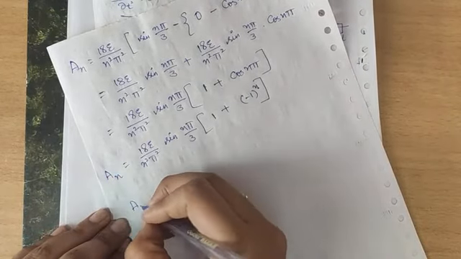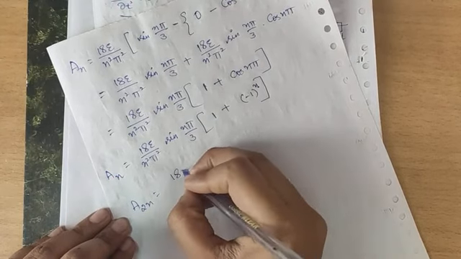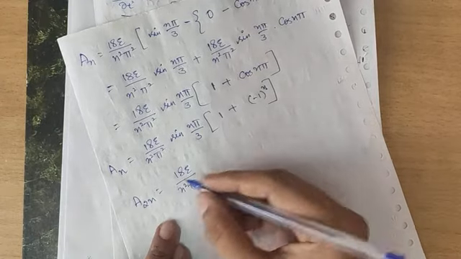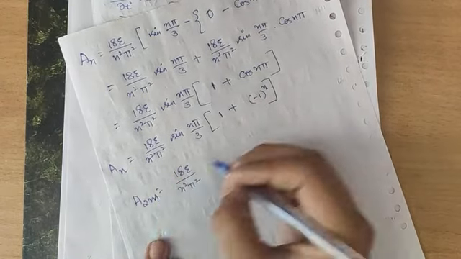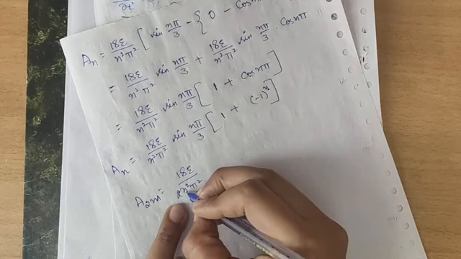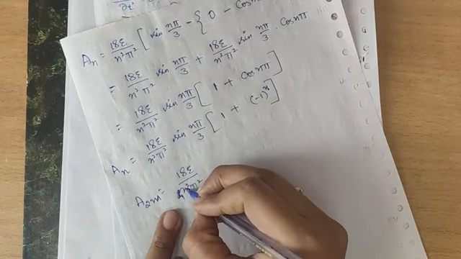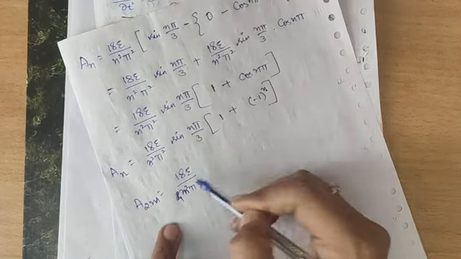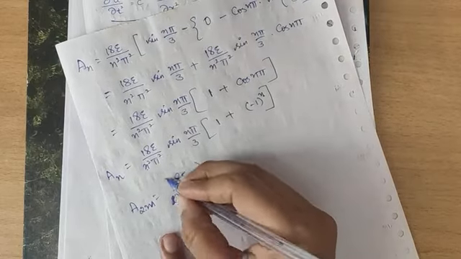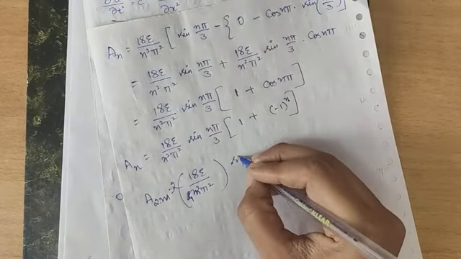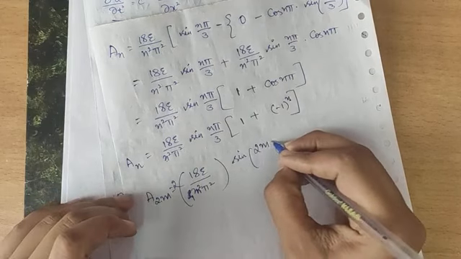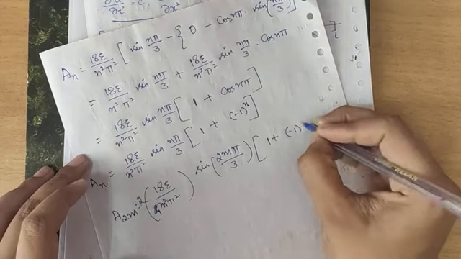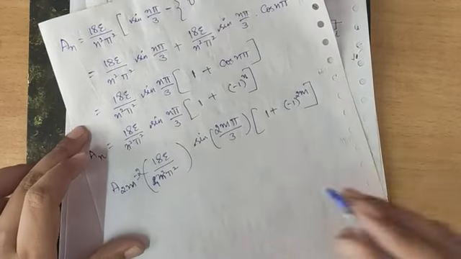If I write it for a_2n, you will get 18 epsilon by n square pi square. Make it 2m. In the place of n, I am replacing 2m. So n square means 2m whole square, into sin 2m pi by 3 into 1 plus minus 1 power 2m. Okay.